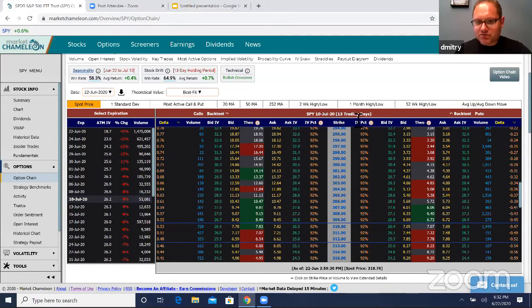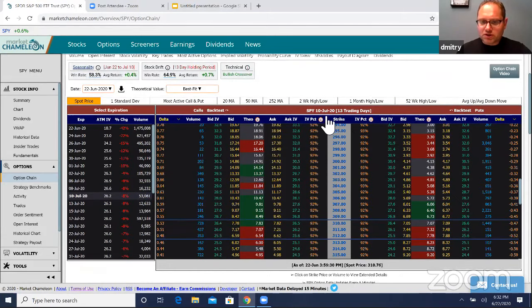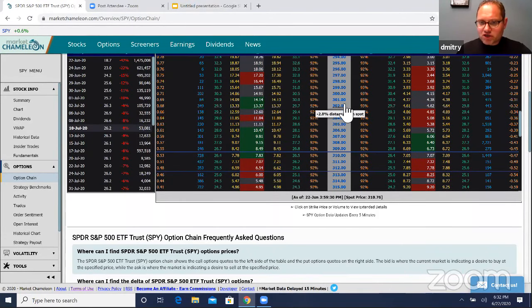I'm picking the July 10th, right? So there's 13 trading days to go. As you can see here, there's no dividend. Let's assume zero, interest rates are almost zero. I'm just going to look at this. Every strike has a call and a corresponding put. That's when we look at put call parity.